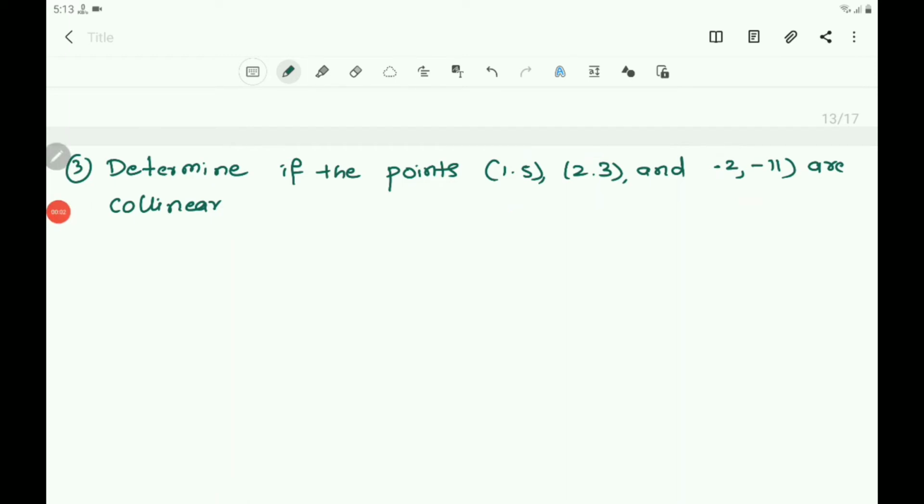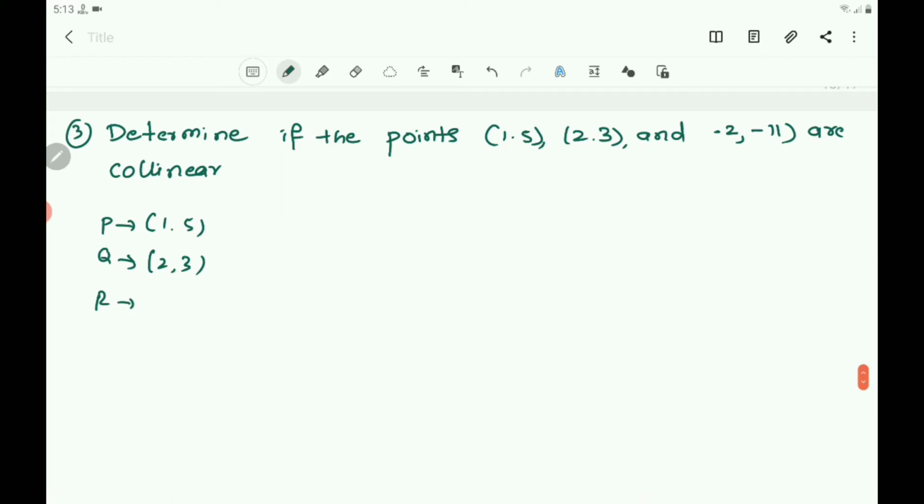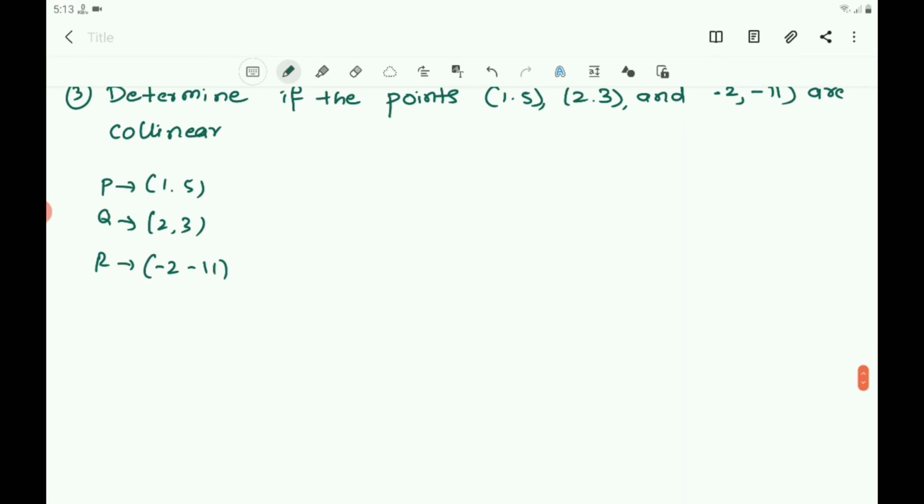Now let us take P, a point with coordinates (1, 5). Q is a point with coordinates (2, 3). And R is a point with coordinates (-2, -11). Also we can take A, B, C, but here we have taken P, Q, R. Now let us find PQ.